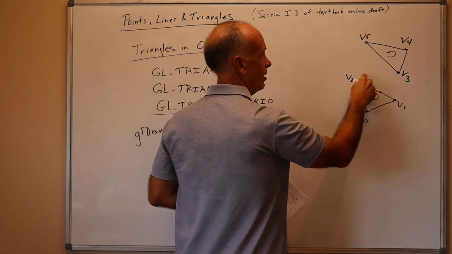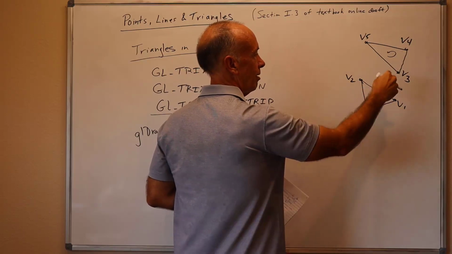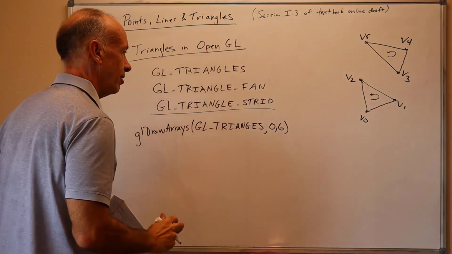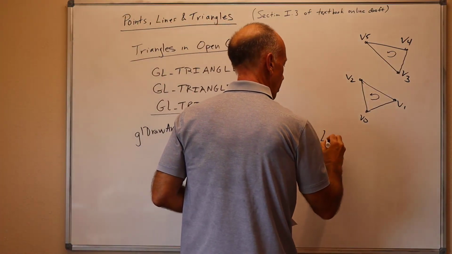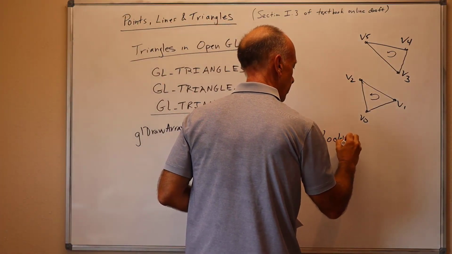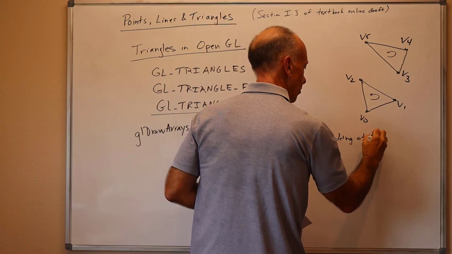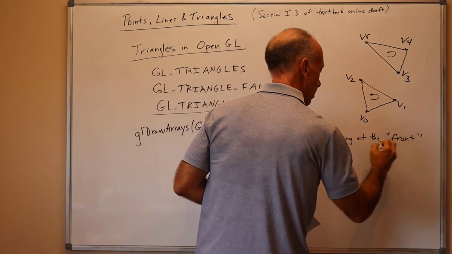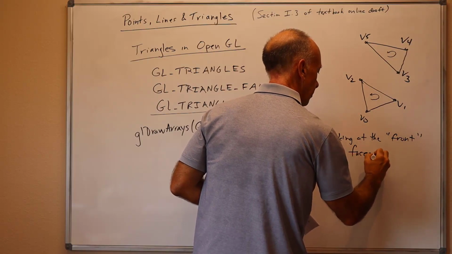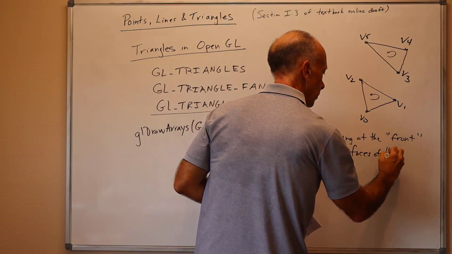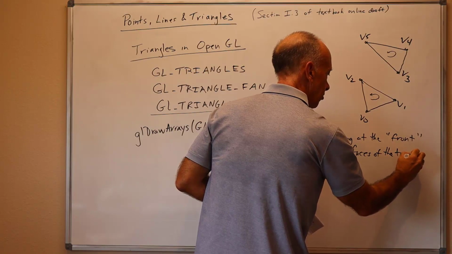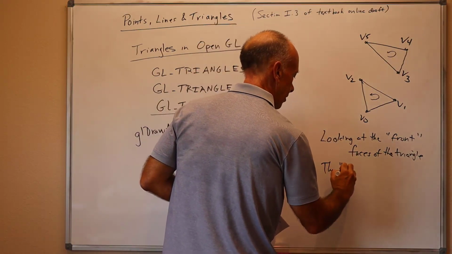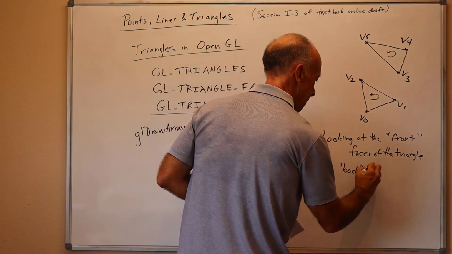It's V0, V1, V2 going in counterclockwise direction. V3, V4, V5, they're going in counterclockwise direction. So in this picture, we're looking at the so-called front face of those 2 triangles. So each triangle has a front face and a back face. The back face is the other side.